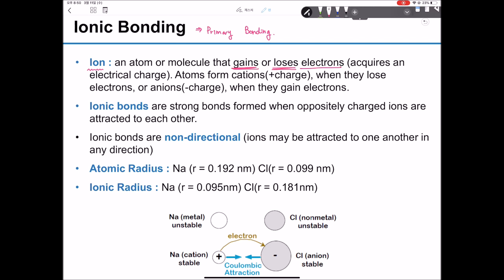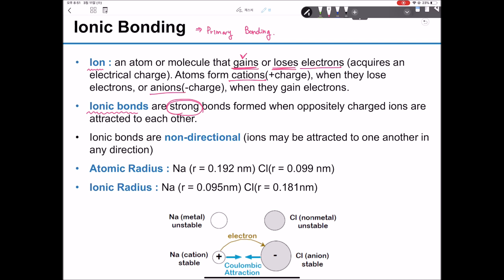So when you lose an electron or when you gain an electron, you acquire an electrical charge. When you lose an electron, you will have one more proton, so you become positively charged. When you gain an electron, you become negatively charged. And in a fancy way, you can say cations or anions when they lose electrons or when they gain electrons.